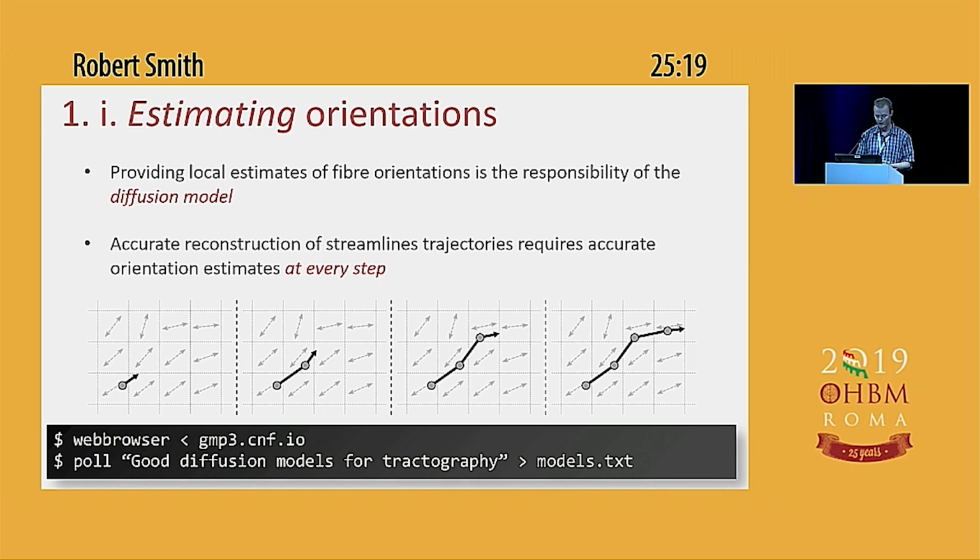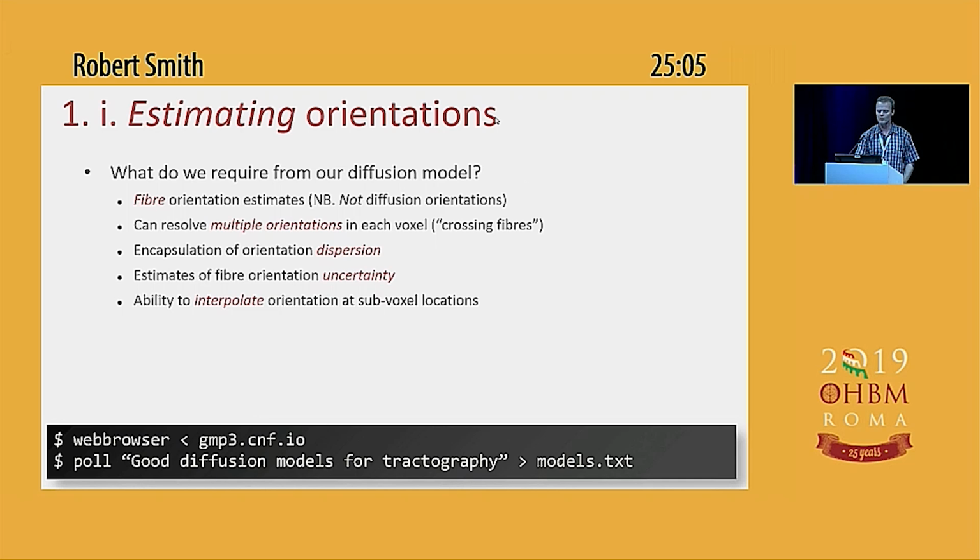I've created another poll there asking whether people are aware of some of the different diffusion models that are available in the field that can potentially be used for the purposes of tractography. So what do we actually need? What parameters do we need from our diffusion model in order to perform this reconstruction? Well, ideally, we want accurate estimates of the fibre orientation within each image voxel.